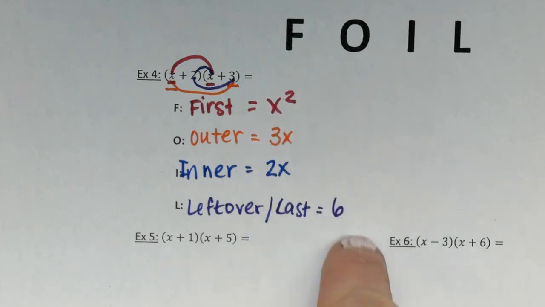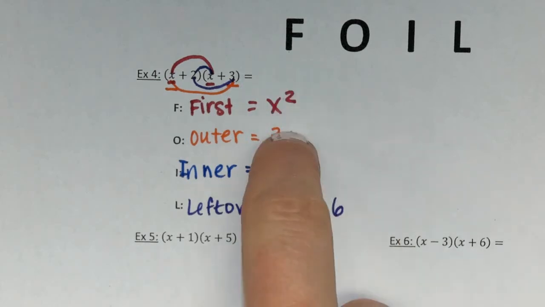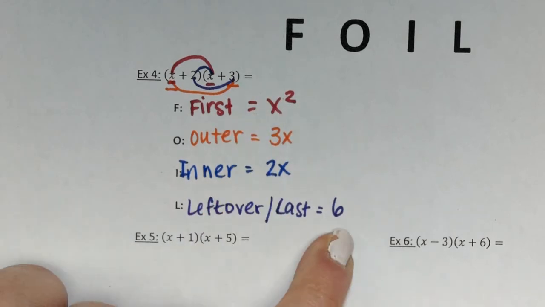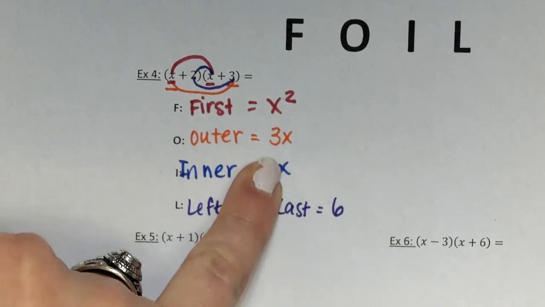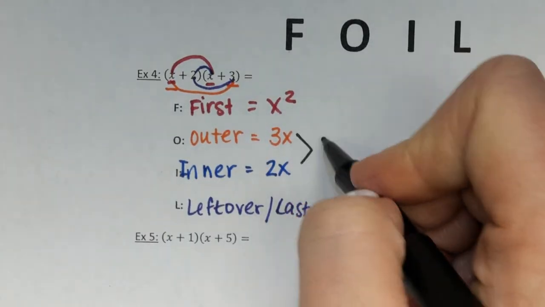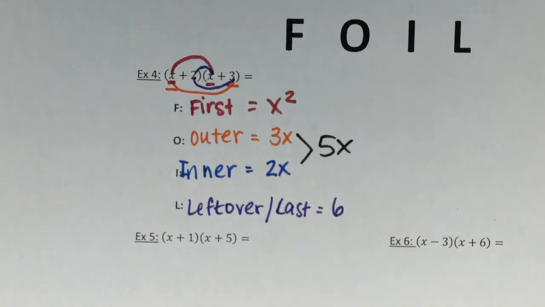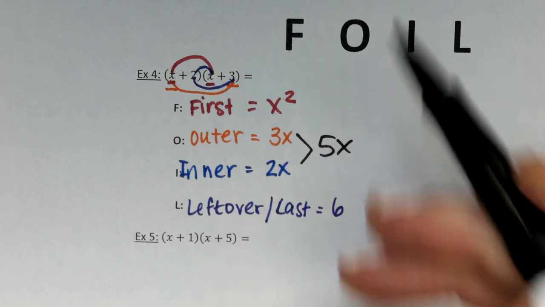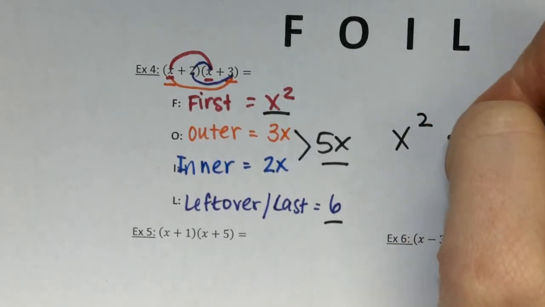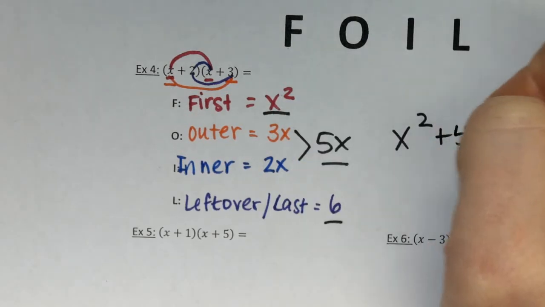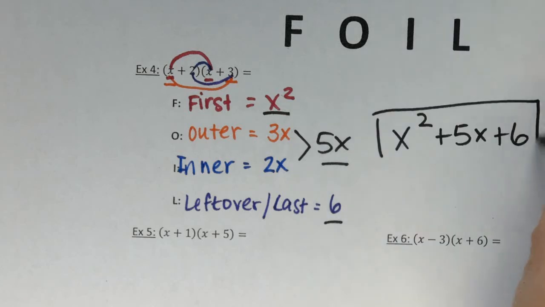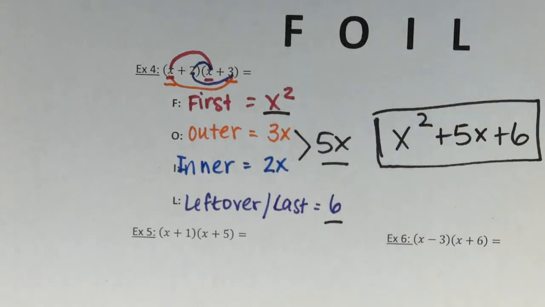we have to put all these things together. We need to combine any like terms. Do you see any like terms? X squared, 3x, 2x, and 6? Well, we have two x terms. So we're going to combine those together to make 5x. Okay? So now we have x squared, 5x, and 6. X squared, and this is a positive 5x, so we're going to put a plus sign. And then positive 6. And that is our answer to multiplying those two. Okay?